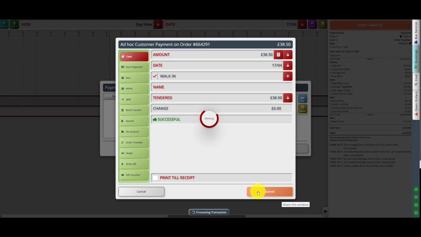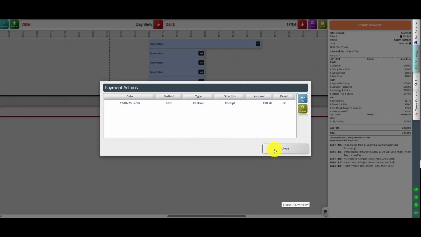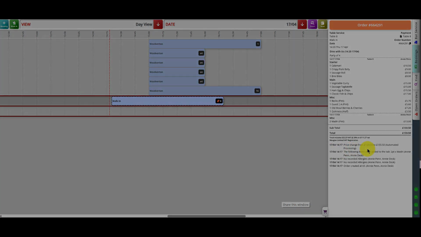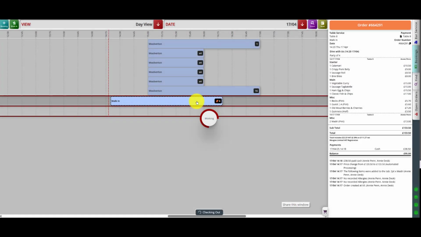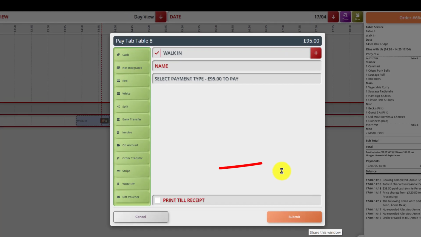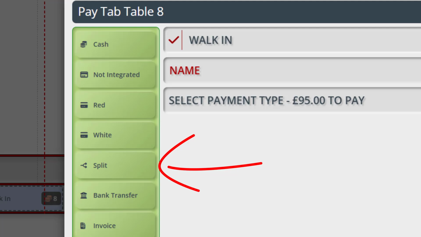Okay, so now when you click on payments, you can see that it's partially paid and you can also see the history on the right-hand side. When the final 3 guests are leaving, then check out the table as usual and they can pay by split bill as well. Okay, I hope that helps.